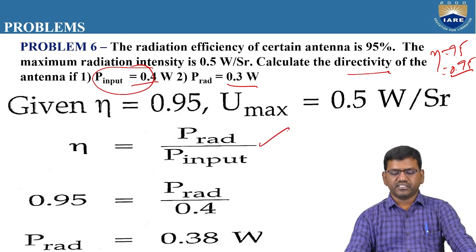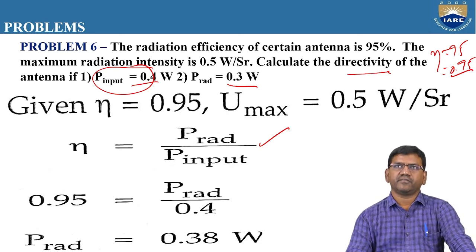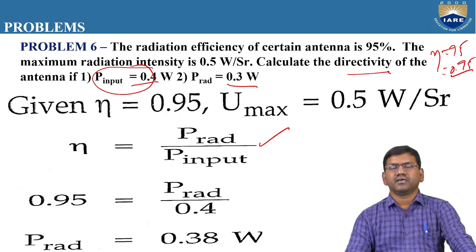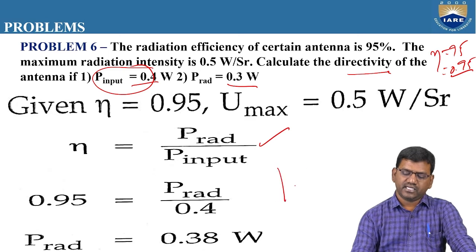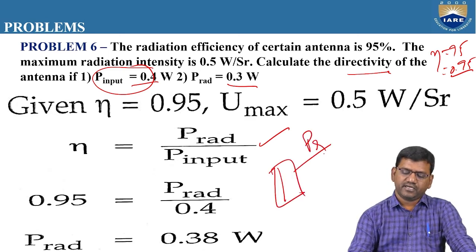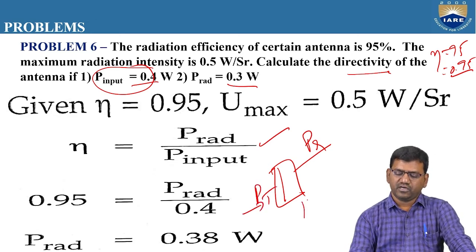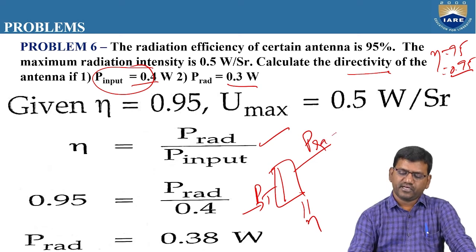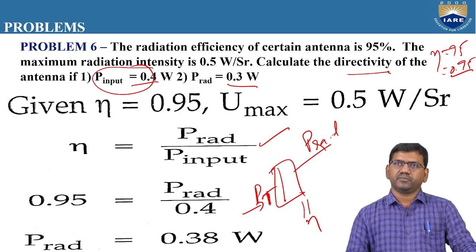So we have an equation for efficiency. The radiation efficiency is equal to radiated power by input power. The antenna efficiency is given by the radiated power divided by the total input power. If this is an antenna, what is the amount of power radiated and what is the amount of power given? These two ratios we call the antenna efficiency: the amount of power radiated to the total input power given.